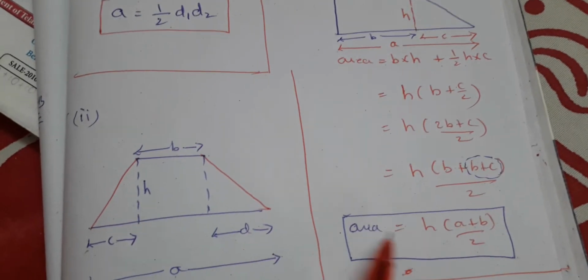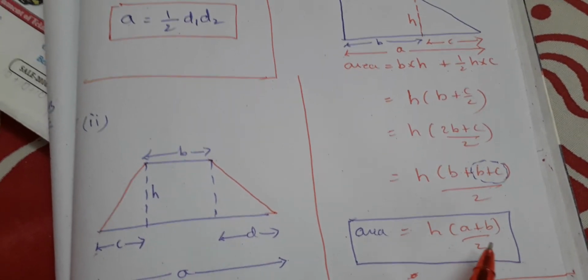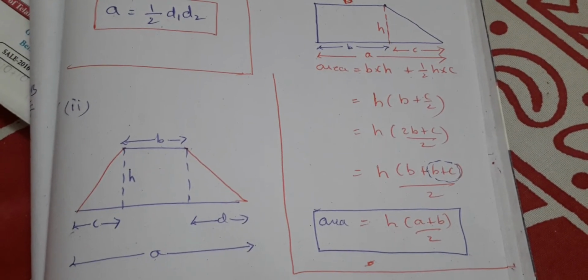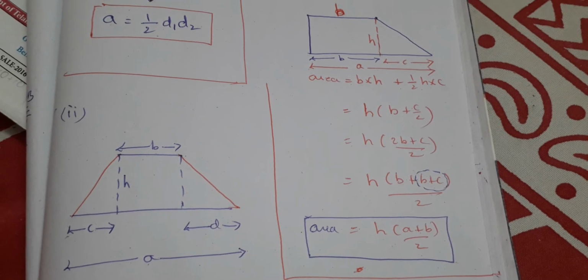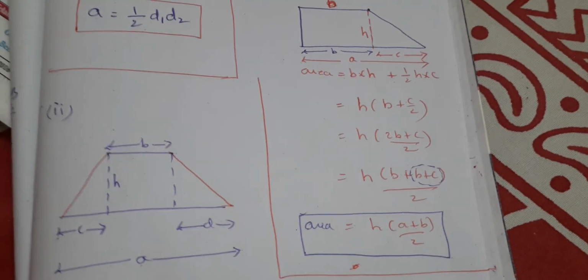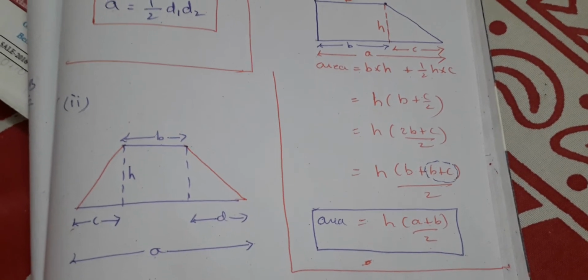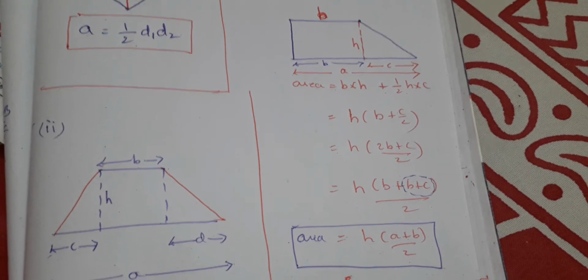So therefore, area is equal to h into the sum of the two parallel sides divided by 2. So what is the area of the trapezium? Height into the sum of the parallel sides divided by 2, or half height into the sum of the parallel sides. In whichever manner you want to remember, you can remember it like that. I thought I'll remember it as h into (a plus b) by 2.